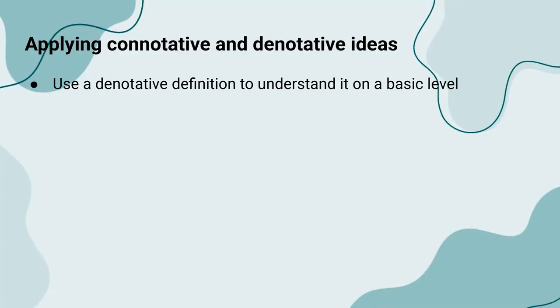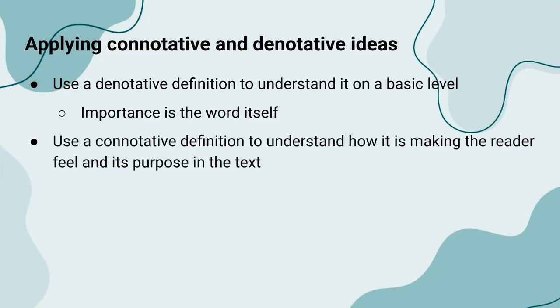So use a denotative definition to understand the idea on the basic level. What does the word actually mean, and the importance of the word itself, while you use a connotative definition to understand how it is making the reader feel and its purpose in the text, as well as how the author felt when they were writing it. And the importance is beyond the word itself. So using these four words is very important.